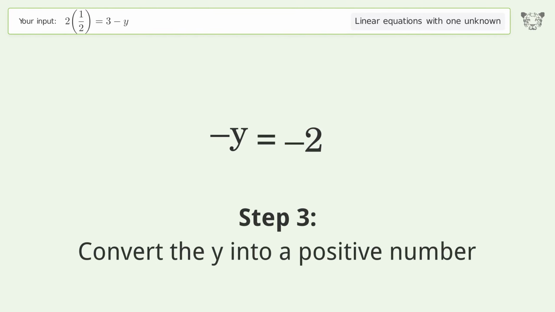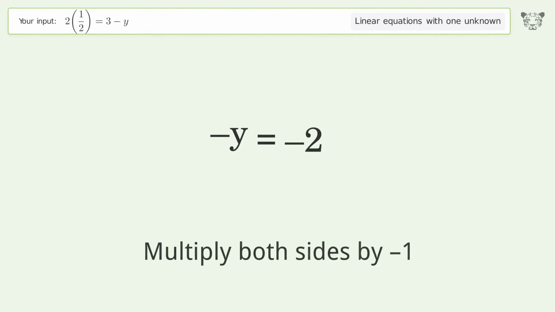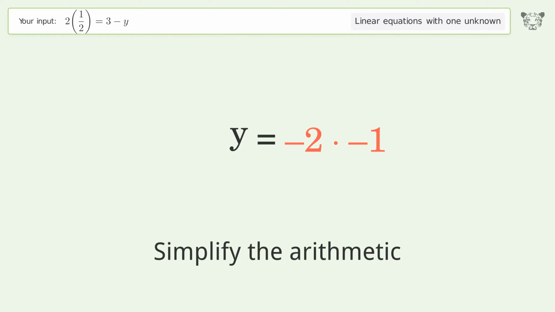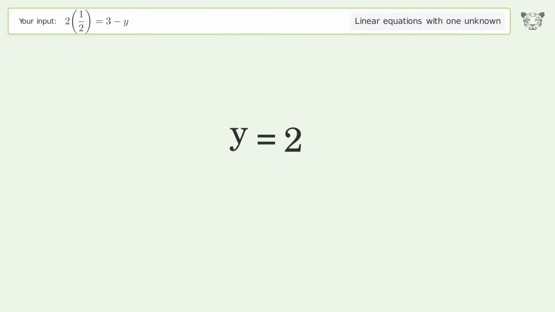Convert the y into a positive number. Multiply both sides by -1. Remove the ones. Simplify the arithmetic. And so the final result is y equals 2.